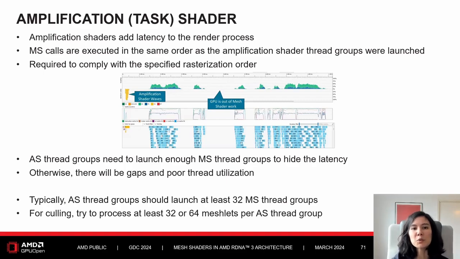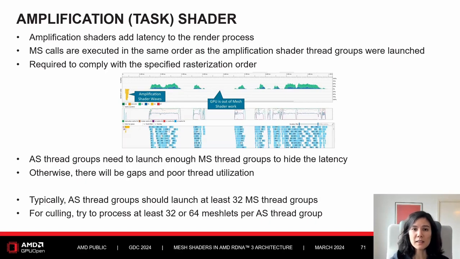Now let's move on to amplification shaders. Amplification shaders can also be used for culling, but they would cull an entire meshlet. And this can help performance as well, as we've seen earlier in the presentation. However, amplification shaders do add some latency to the rendering process, because the mesh shader draw calls are executed in the same order as the amplification shader thread groups were launched, and this is required to comply with the specified rasterization order.